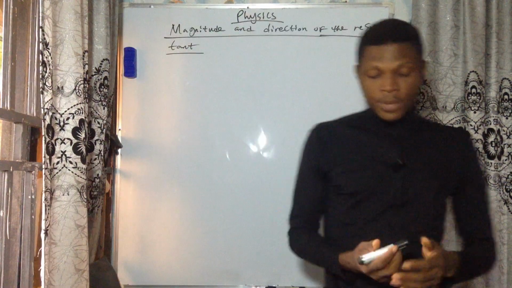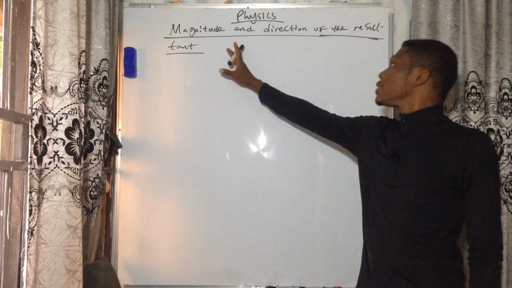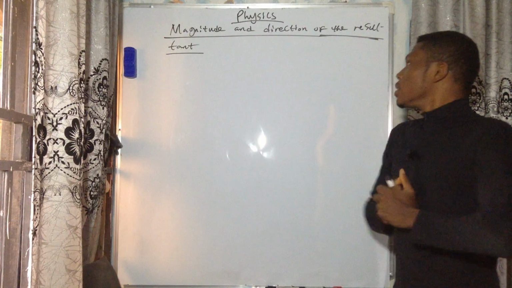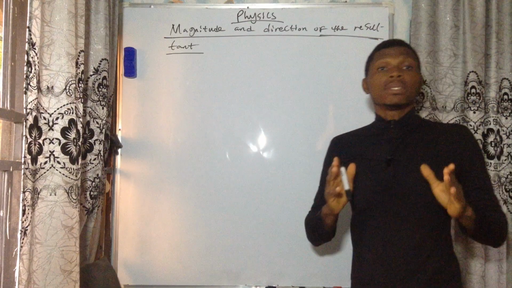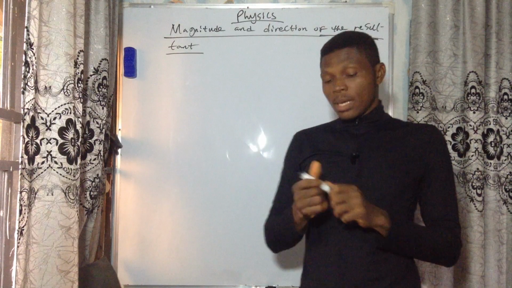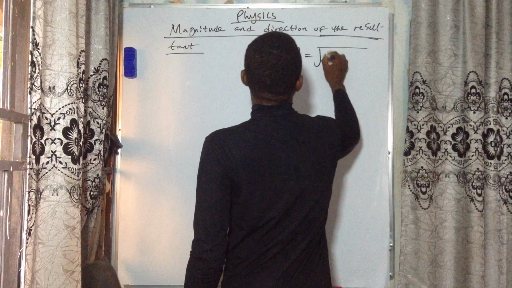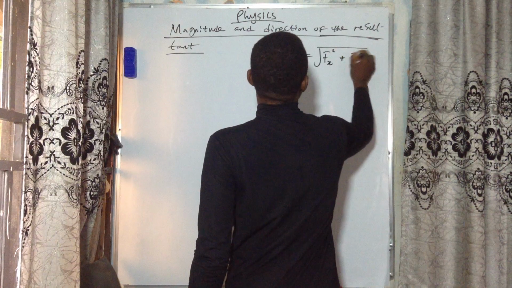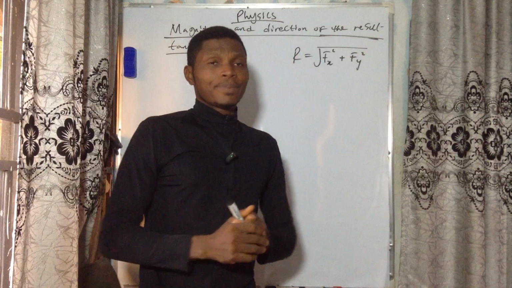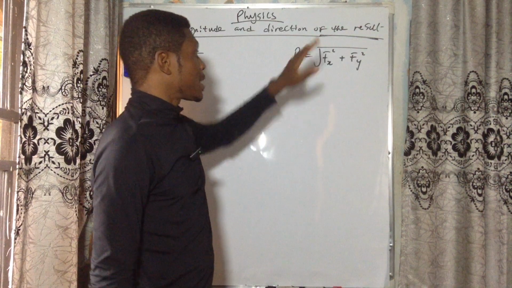All right. Now let us touch this: the magnitude and direction of the resultant. So far we have been dealing with the magnitude of the resultant force, which goes with this formula: R equals the square root of Fx squared plus what? Fy squared. Now, I've not discussed the direction of the resultant, the direction of this resultant force.